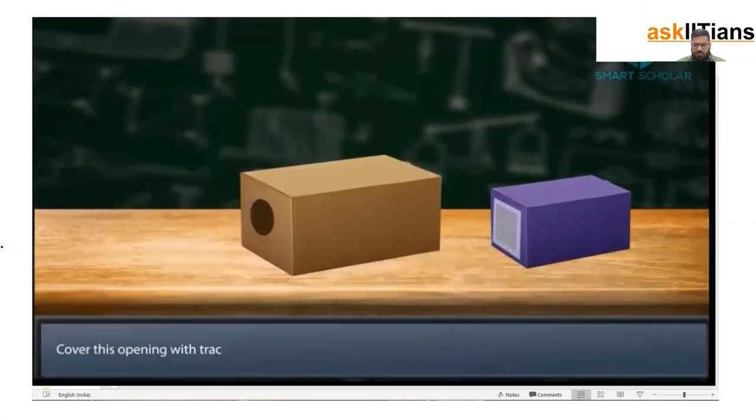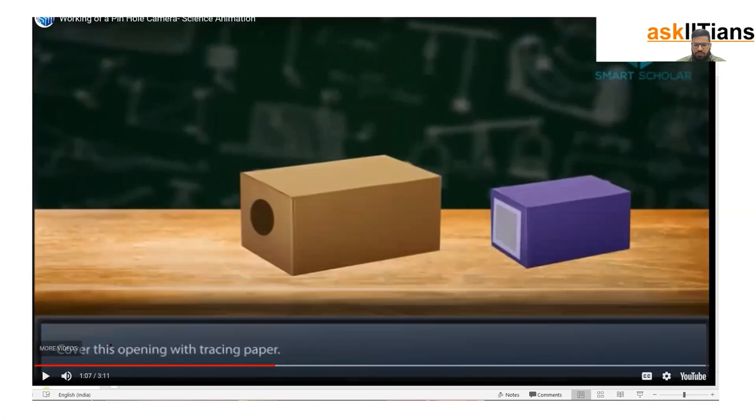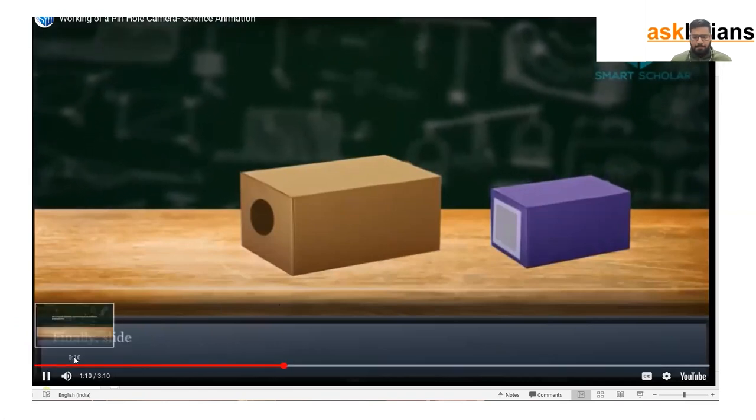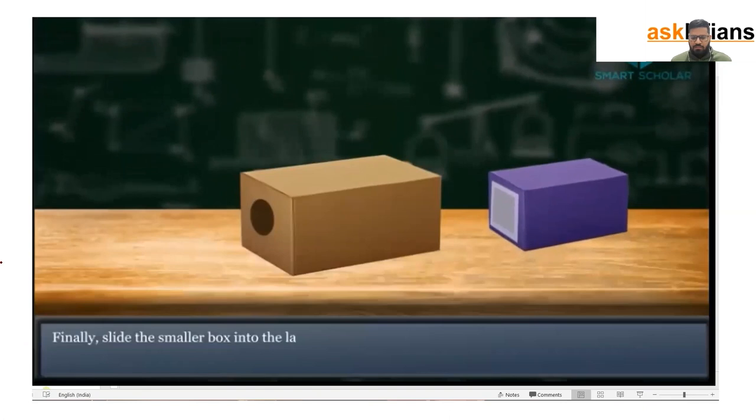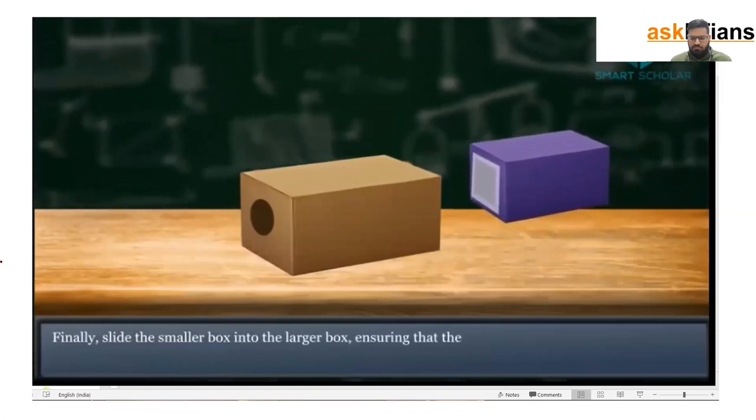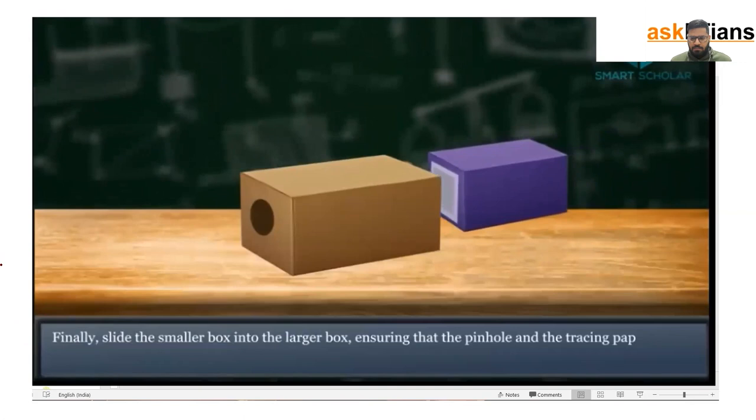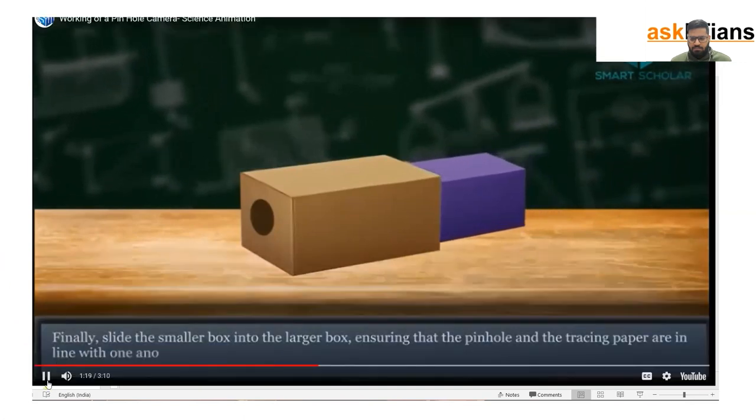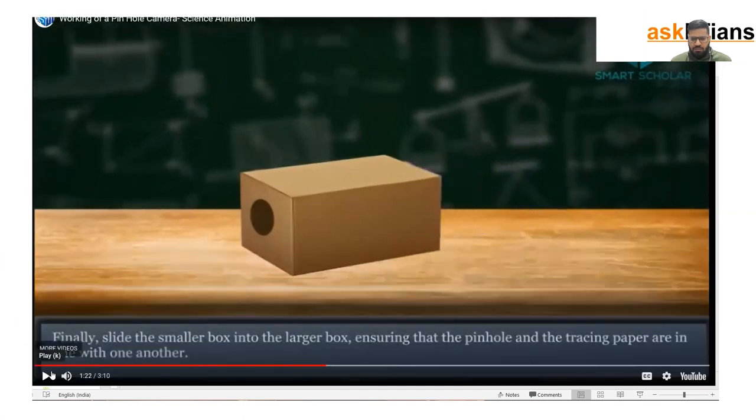Cover this opening with tracing paper. And we have covered this opening with a tracing paper, you can see. Finally, slide the smaller box into the larger box, ensuring that the pinhole and the tracing paper are in line with one another. So see what you have done? You have just slid the smaller box into the larger box. And what you have ensured is that the pinhole of the larger box and the tracing paper or the square hole are in line with each other.